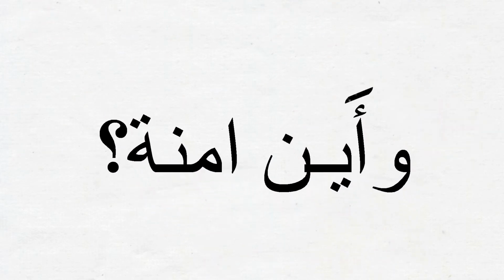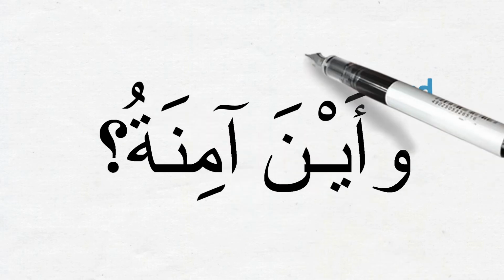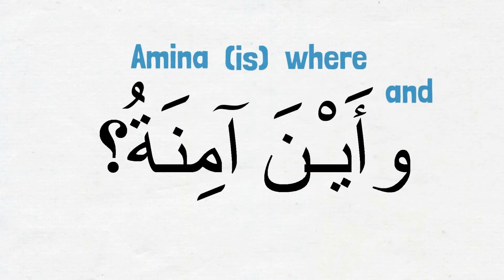Let's see the next example. وَأَيْنَ آمِنَةُ? And where is Amina? Notice this time we have a mu'annath ism here. Aminatu is a girl's name, so we need to use a proper pronoun for it. Can you tell what pronoun we should use? Hiya, right? Hiya means she. It is the pronoun for the third person feminine singular.